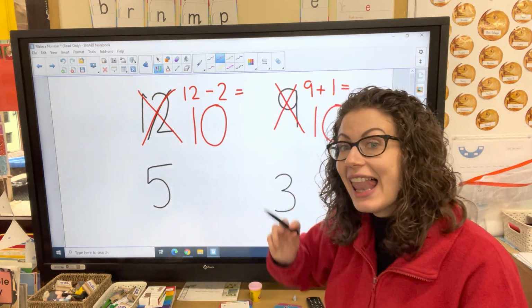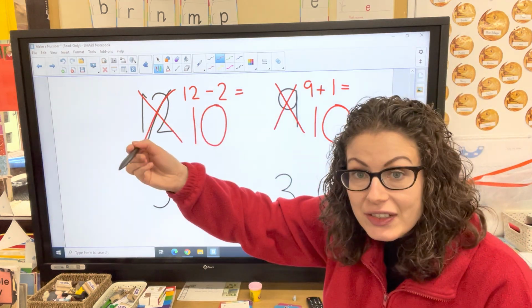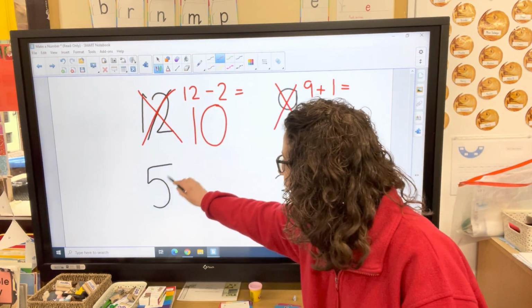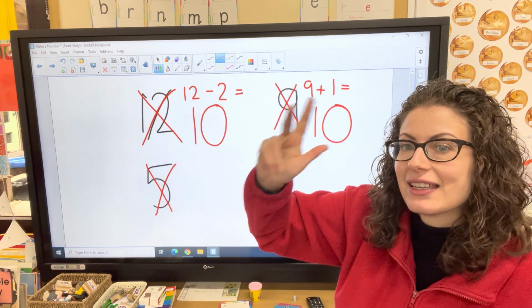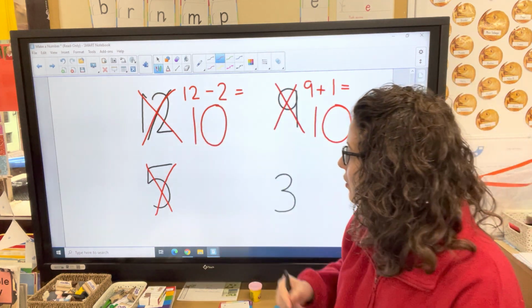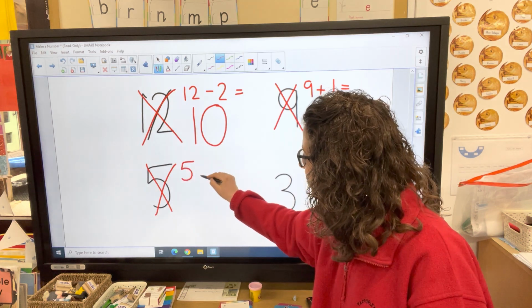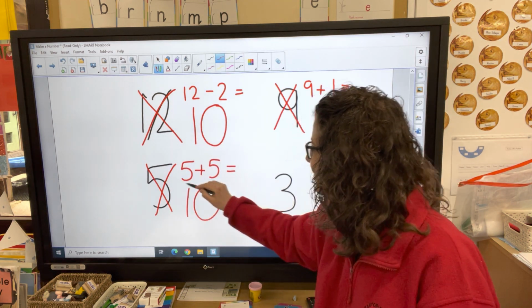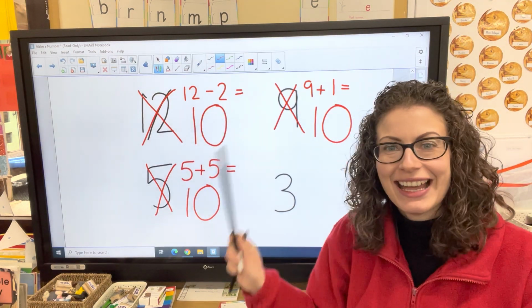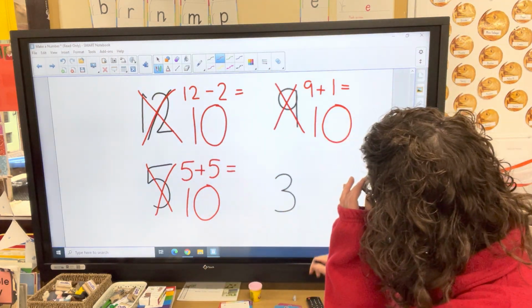Okay, let's do 5 next. So 5 is less than 10, so I'm going to have to add. I need more to get to 10. I'm going to have to add 6, 7, 8, 9, 10. So 5, and if we've remembered our number bonds, we might be able to do that without our fingers. 5 plus 5 equals 10. Abracadabra.